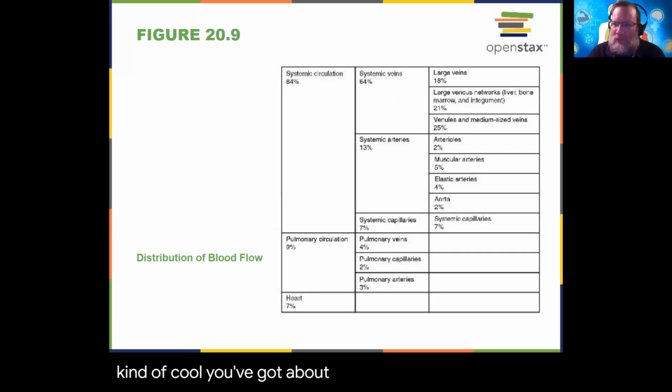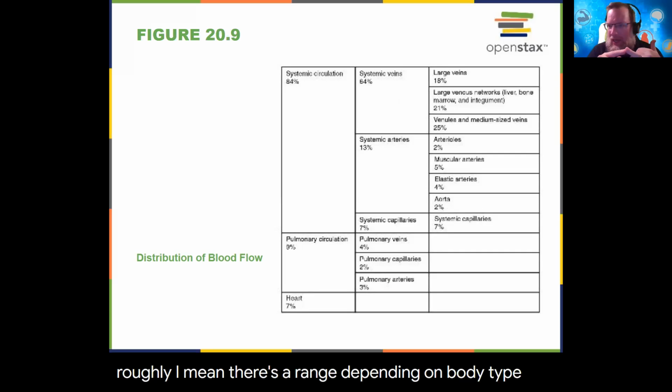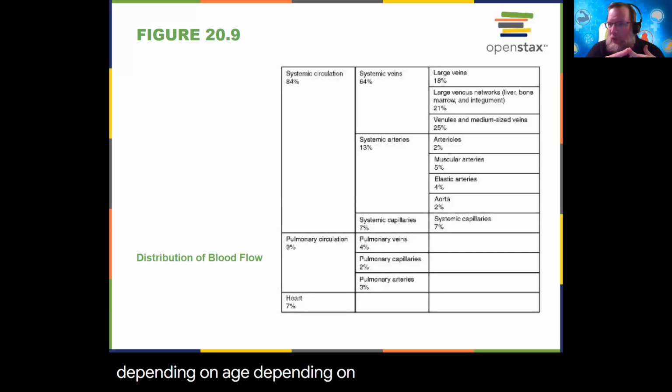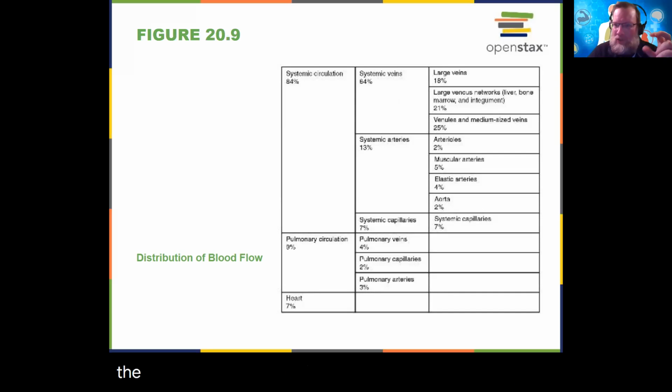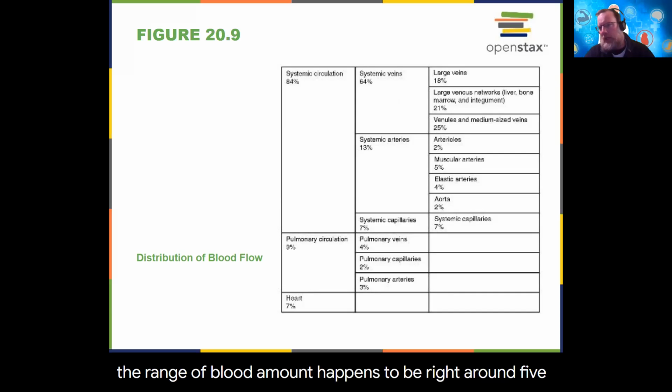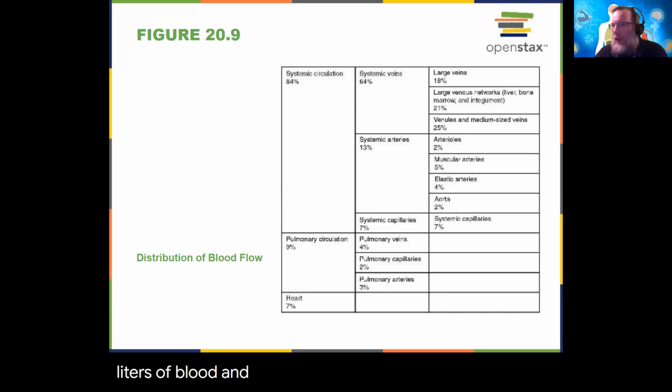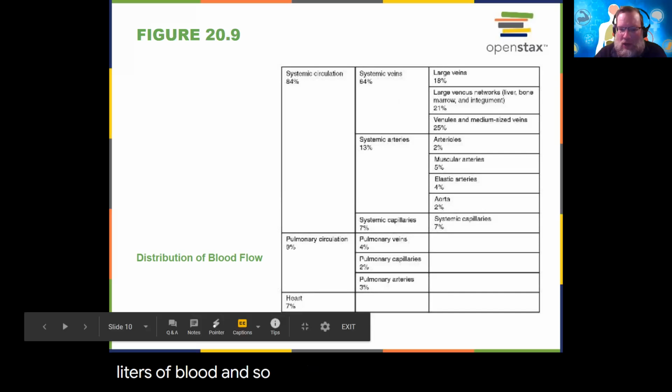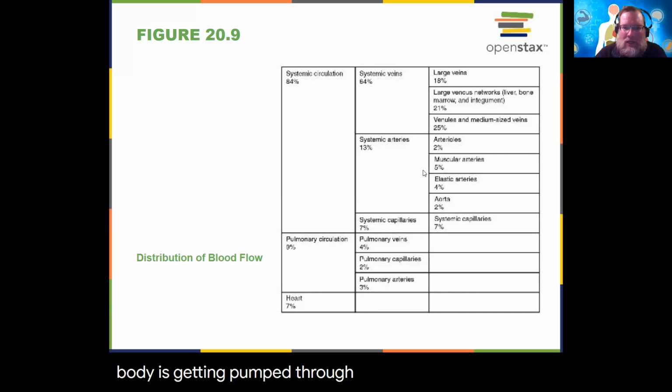You've got about 5,000 mLs of blood, roughly. I mean, there's a range depending on body type, depending on age, depending on even gender. So there's multiple, like everything in A&P, right, guys? There's a range. So the range of blood amount happens to be right around 5 liters of blood. And so that also happens to be about what your cardiac output is. So all of the blood in your body is getting pumped through your body each day.